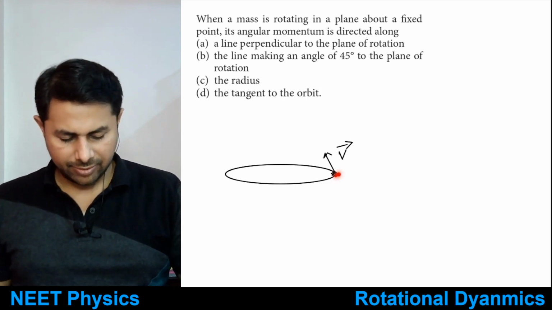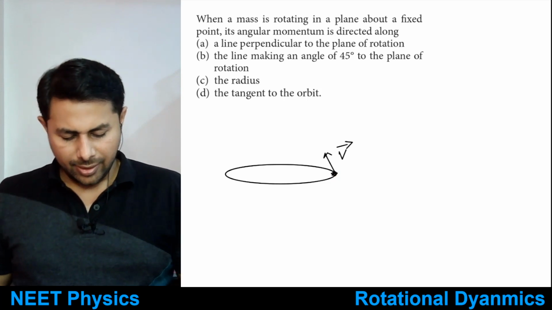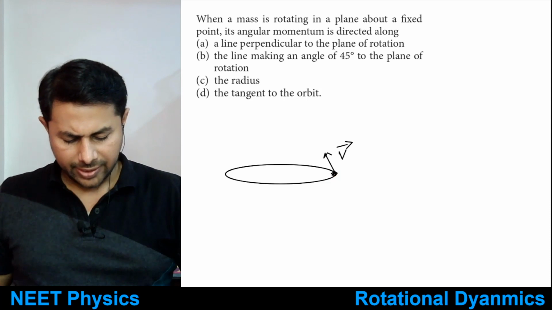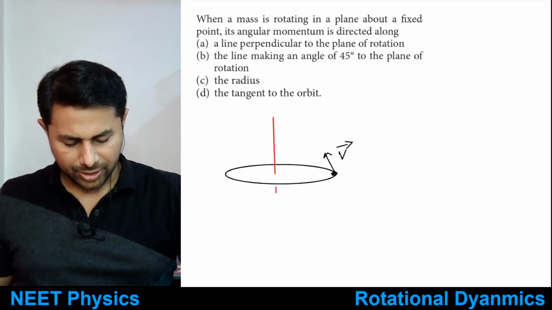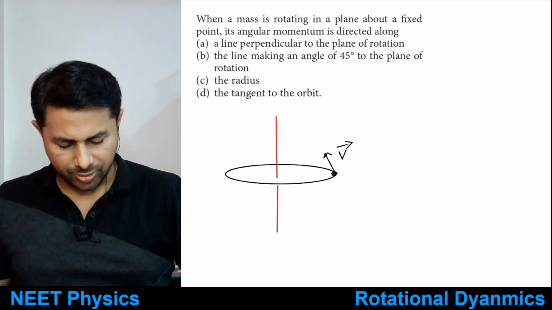So imagine that this V bar is perpendicular to the plane, that means it is into the plane of the board. So what is the axis of rotation? The axis of rotation will be like this, a perpendicular line, and this mass is moving like this.